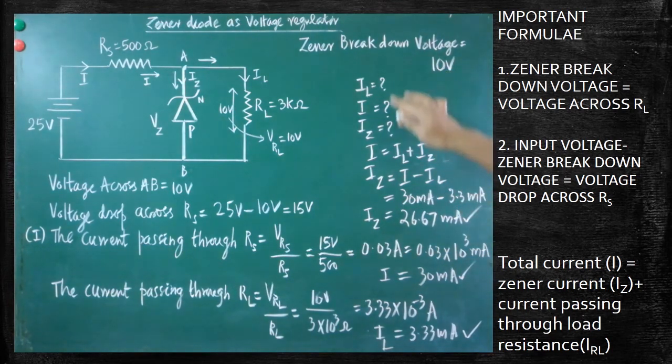Now we have found out all the three currents, IZ, I and IL. All the three are measured, but in the textbook the answers are not correct. Make a note: the textbook answers are not correct. The answer that I have found out is the correct one.